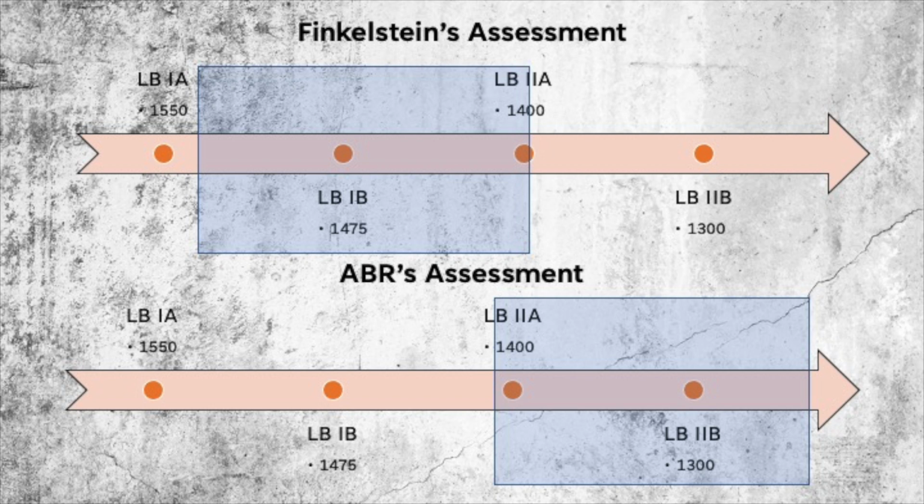Finkelstein was about a generation off, or about 100 years off, in the assessment, and our findings are placing the favisa more in the LB2A, or the transition between LB1B and LB2A, and continuing all the way to the Iron Age.